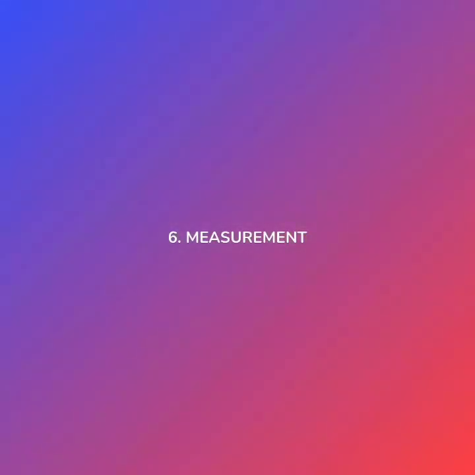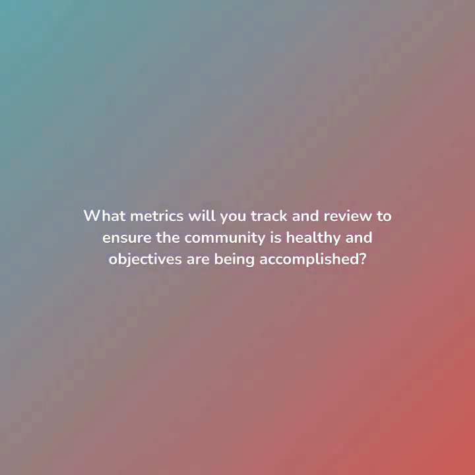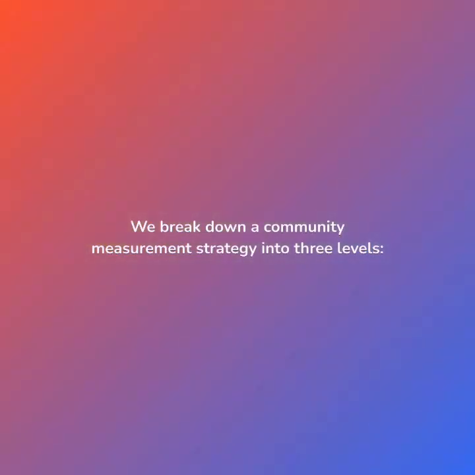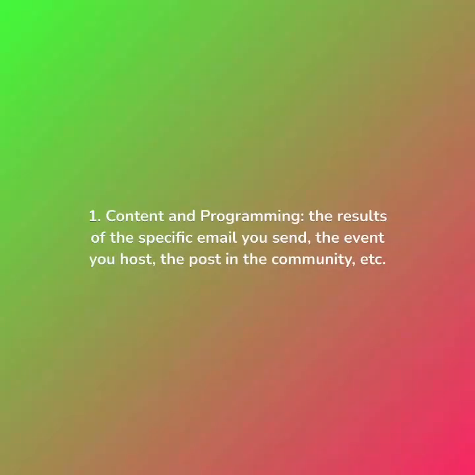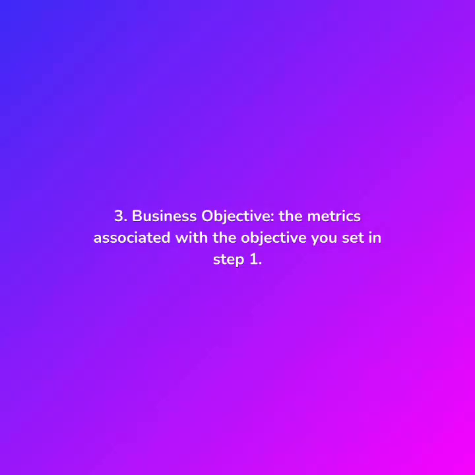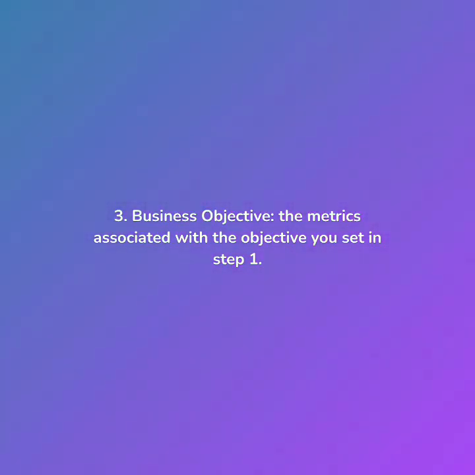6. Measurement. What metrics will you track and review to ensure the community is healthy and objectives are being accomplished? We break down a community measurement strategy into 3 levels. 1. Content and programming: the results of the specific email you send, the event you host, the post in the community, etc. 2. Community engagement: the rate that members are coming to your community, posting, commenting, liking, and reading. 3. Business objective: the metrics associated with the objective you set in step 1.